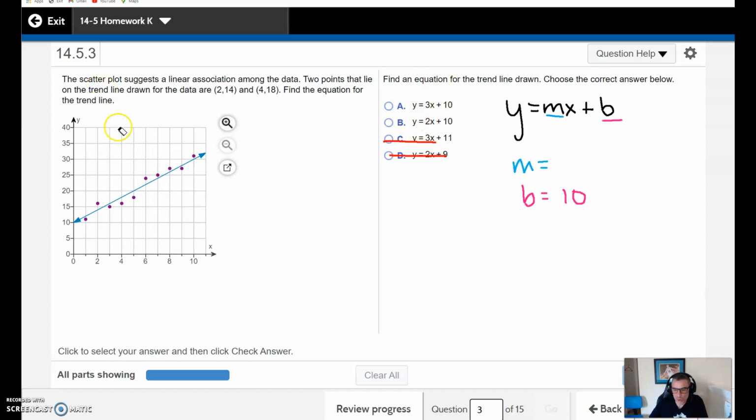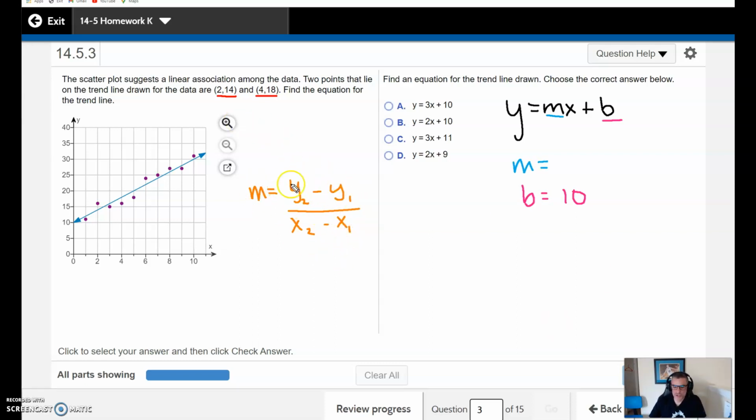Well, notice that they gave me 2 points, right? That is completely intentional. They gave me these 2 points right here, (2,14) and (4,18). And we can use the slope formula to find the slope of this line. So the slope formula, I'll write it over here. You should have this written down somewhere. If not, you can always Google it. Y sub 2 minus y sub 1 over x sub 2 minus x sub 1. Again, I'm not going to go into great detail because we've covered this extensively. And this will tell me my slope.